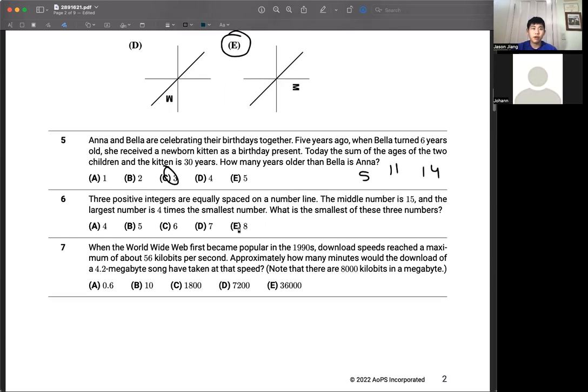We have 3 positive integers equally spaced on a number line. The middle number is 15, and the largest number is 4 times the smallest number. What is the smallest of these 3 numbers? So we have on this number line, the middle is 15. The smallest number, let's say, is x. And the largest number is 4x.